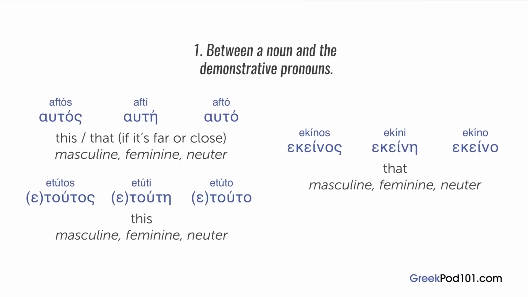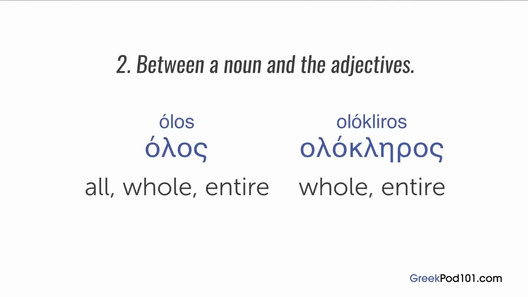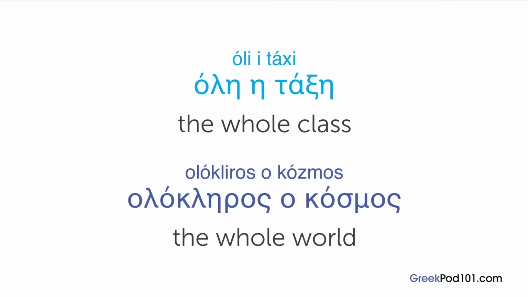Here are some more uses of the definite article. Number 1. Between a noun and the demonstrative pronouns αυτός, αυτή, αυτό, ετούτος, ετούτη, ετούτο, and εκείνος, εκείνη, εκείνο. For example, αυτή η γυναίκα, this woman. Number 2. Between a noun and the adjectives όλος and ολόκληρος. For example, όλη η τάξη, the whole class, and ολόκληρος ο κόσμος, the whole world.